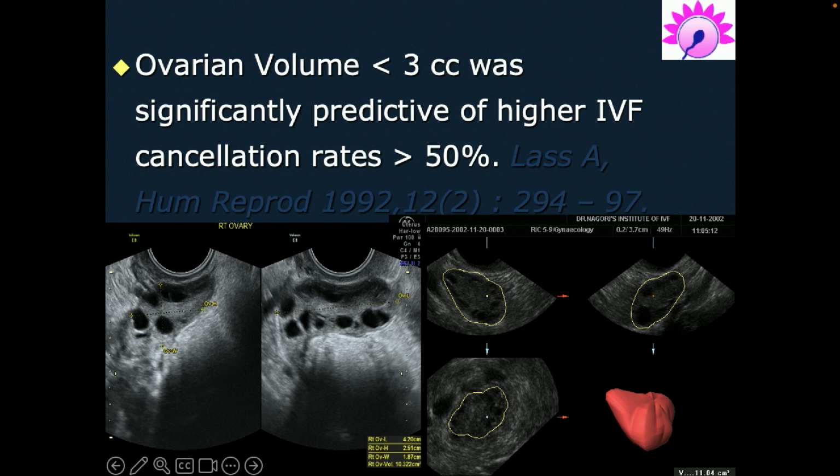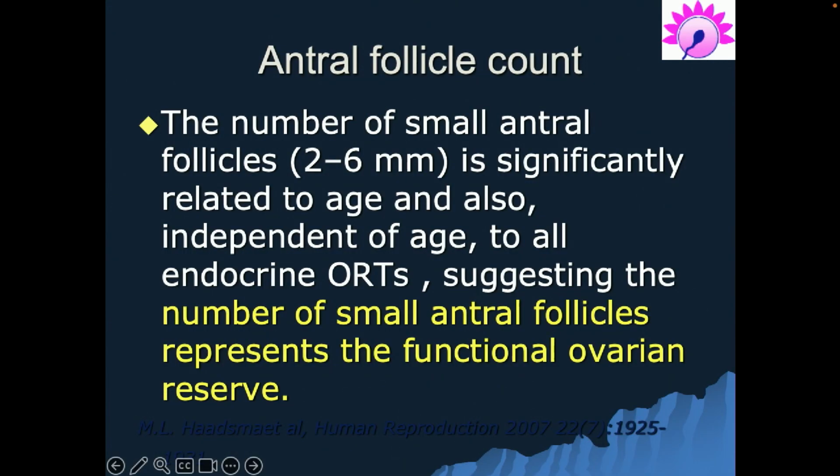And of course, if you want to, you can also add the ovarian volume, because we know that smaller ovaries have lower reserve and may result in poor response and cancellation of the cycle, whereas larger ovaries may be PCO and carry a risk of OHSS. Moreover, studies have documented that it is the follicle number between 2 and 6 millimeters which is significantly related to age and also, independent of age, to all the ovarian reserve tests, suggesting the number of small antral follicles represents the functional ovarian reserve.